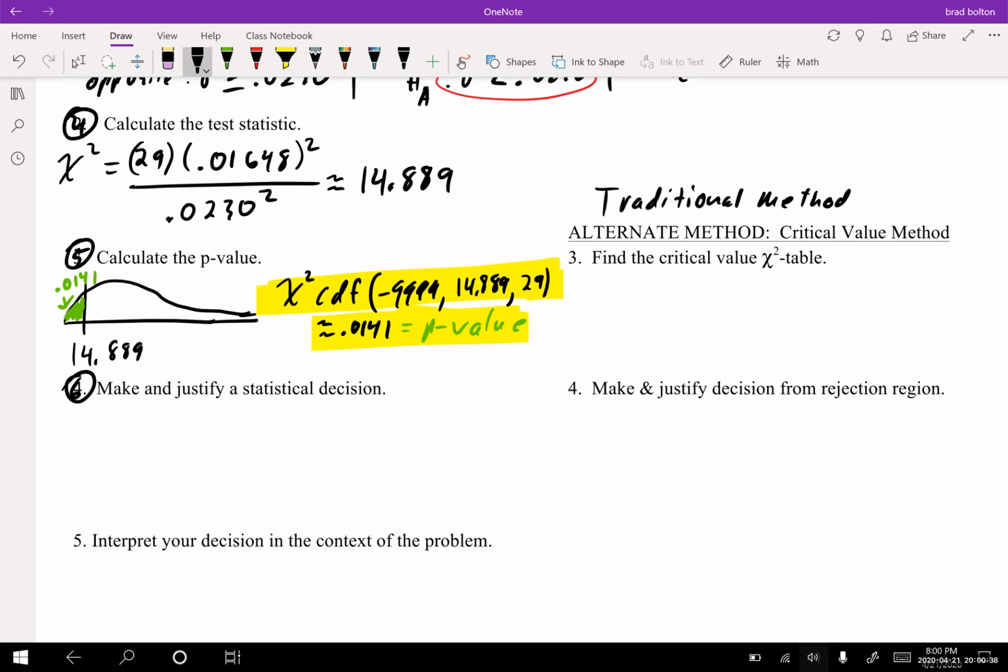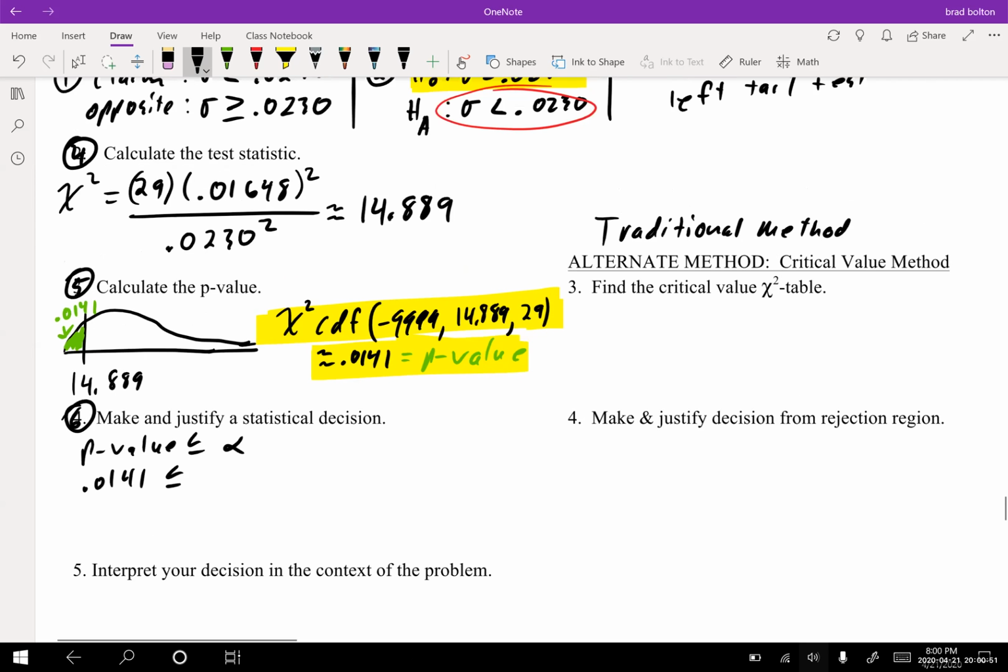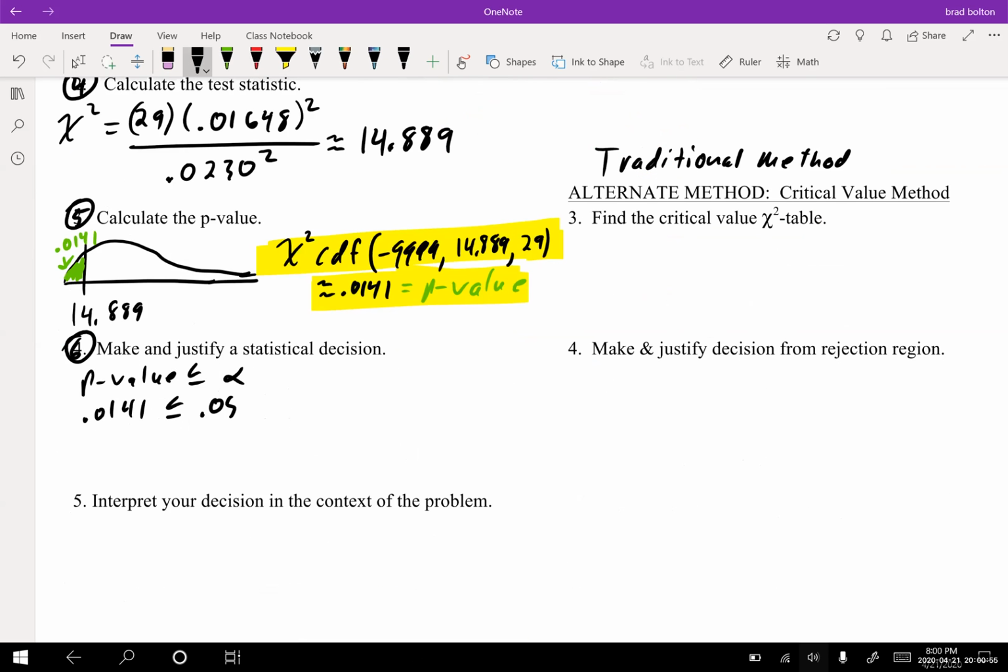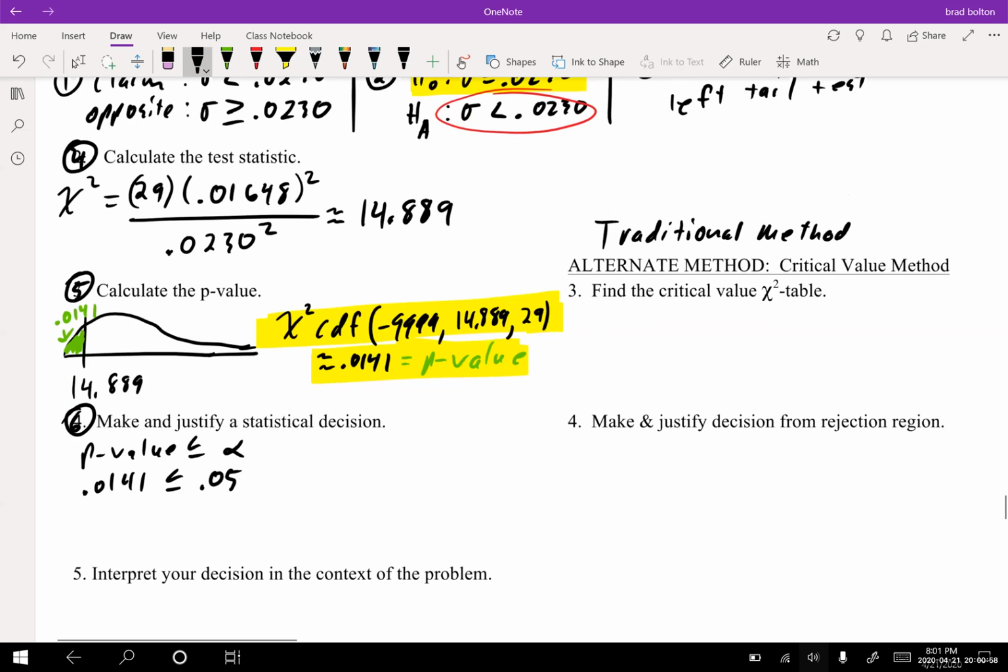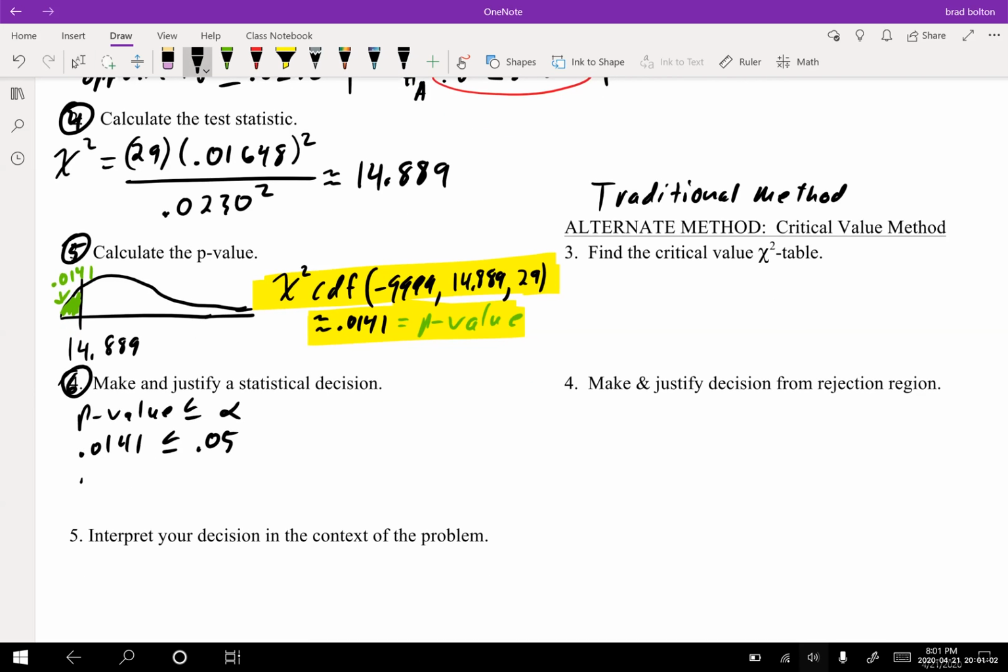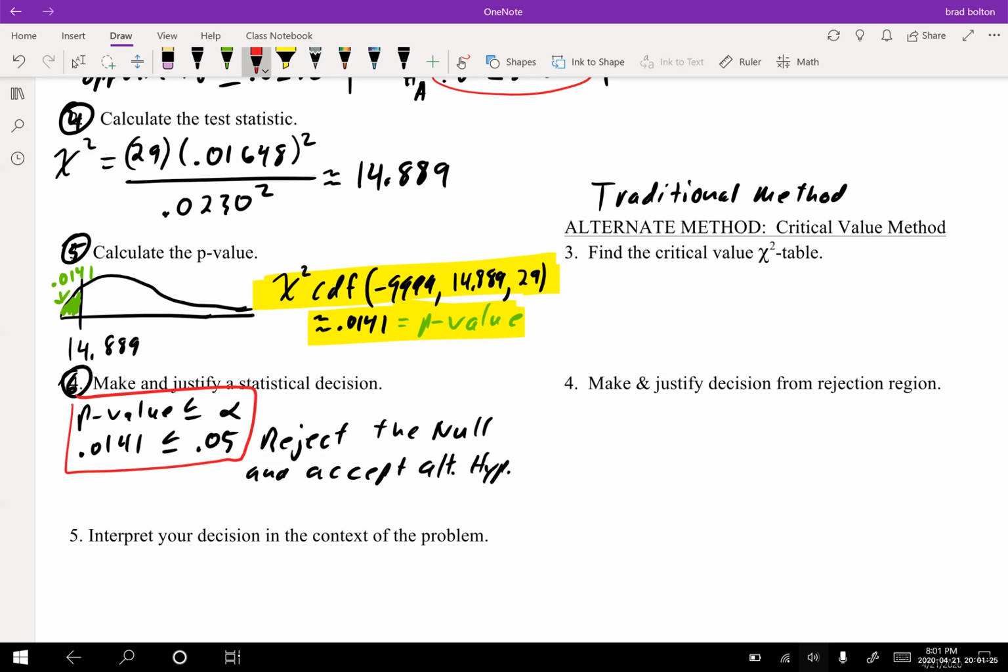We are now going to justify. So we're going to say my p-value and my alpha, we're going to compare them. So my p-value is 0.0141, and that is less than or equal to my alpha. My alpha was 0.05. Because my p-value was less than my alpha, I'll just cut to the chase: reject null. Now, why are you able to reject the null and accept the alternate hypothesis? Because your p-value is less than or equal to your alpha, right? This means reject null.